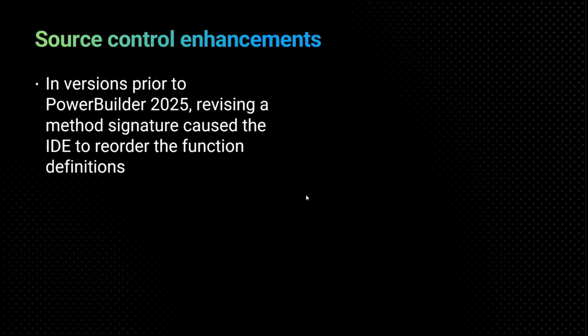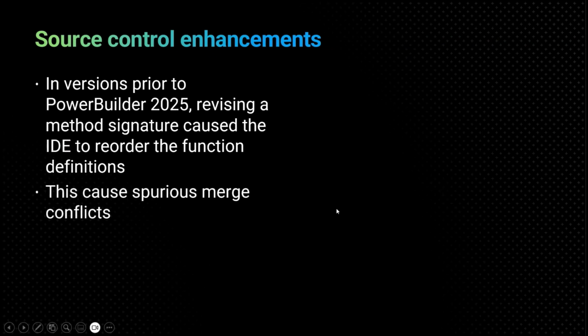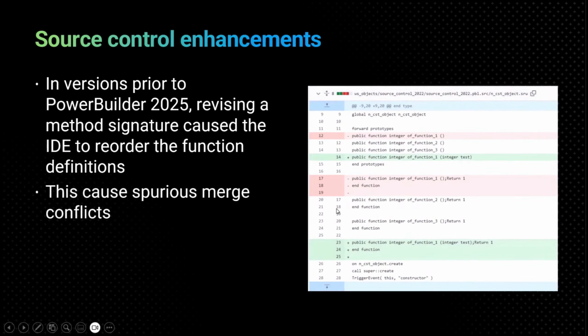The problem with that is that when you start working with source control systems like Git, that looks like a huge change rather than just the change of an argument. It would cause merge conflicts in the source control system because it looked like all these huge changes were going on that weren't really major changes. Here's an example, and I will show this in the demo.